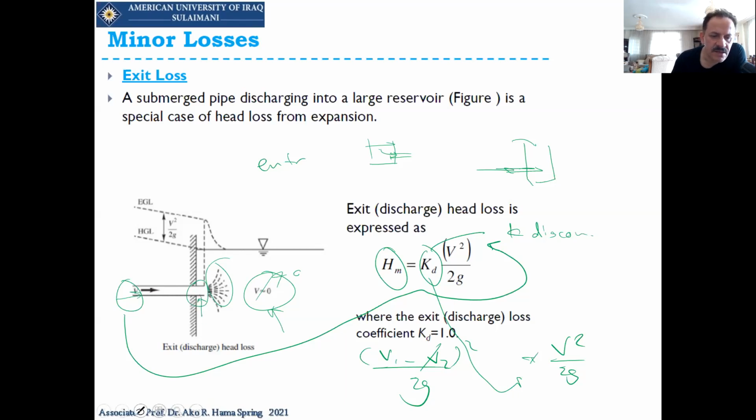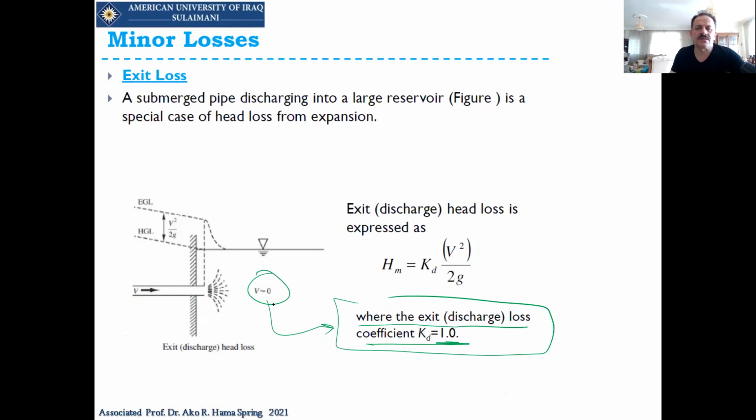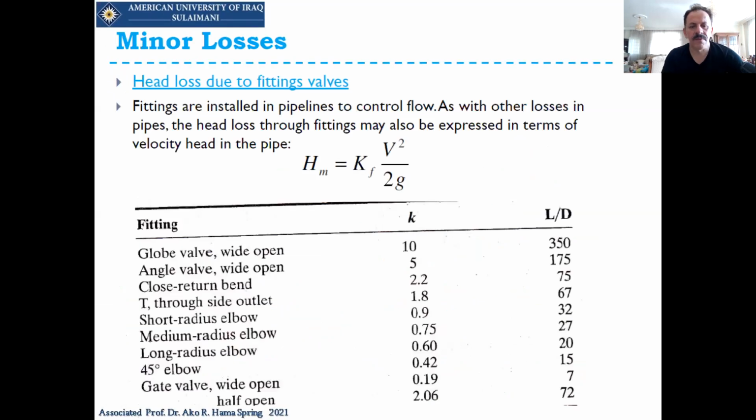Look at this example, where the exit discharge loss coefficient is equal to 1. Why is it equal to 1? If the velocity here is 0, it means there is stagnant water, then we can consider KD in general equal to 1. Now, this was the fourth type.